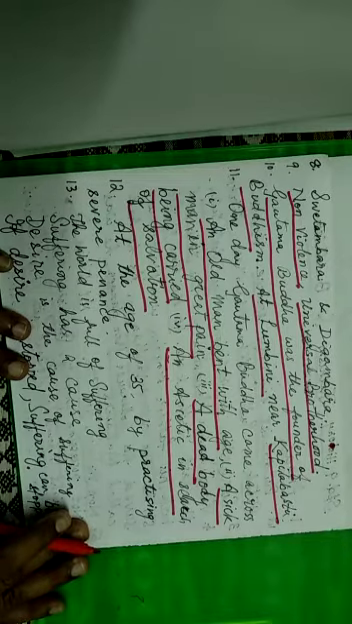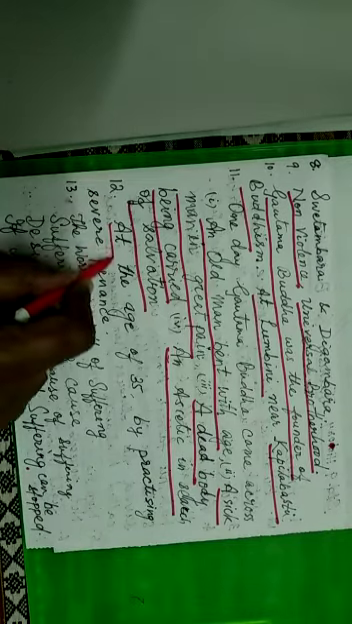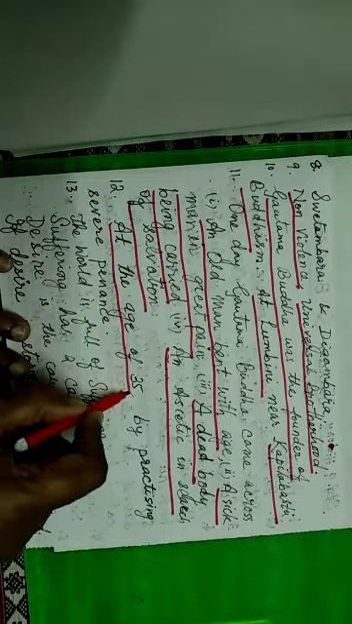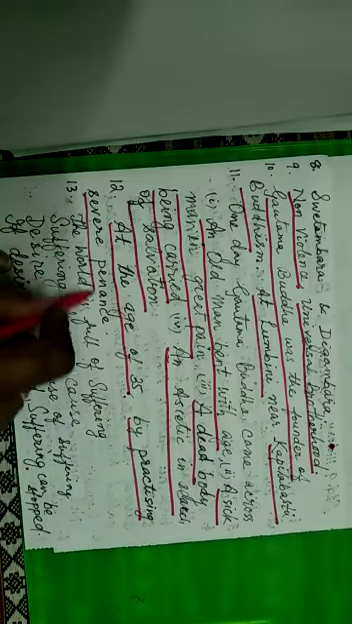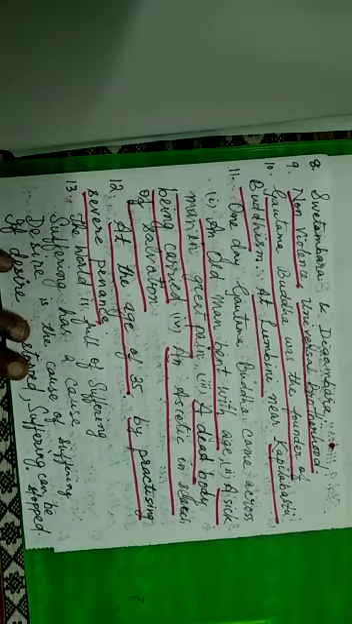Question 12. When and how did Gautam attain enlightenment? When? At the age of 35. And how? By practicing severe penance under the Bodh Gaya tree.